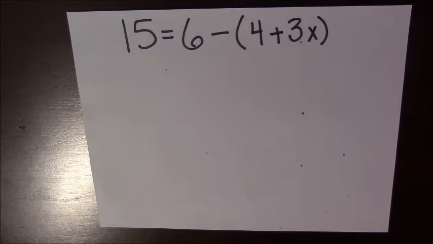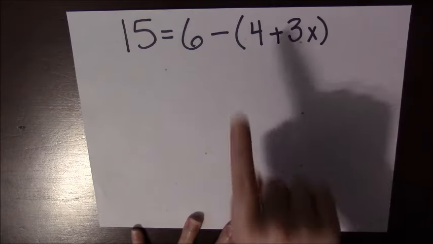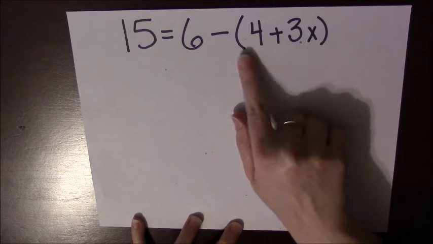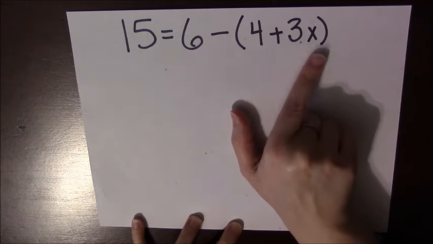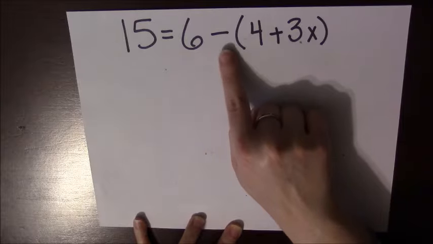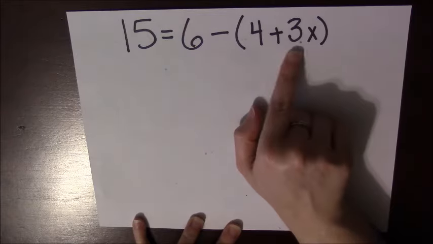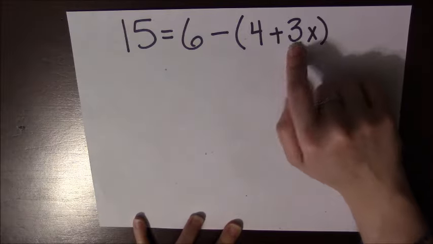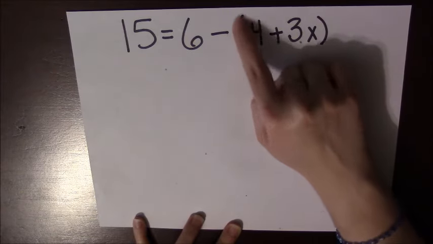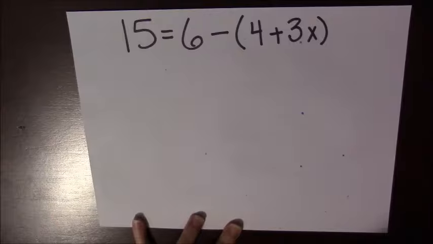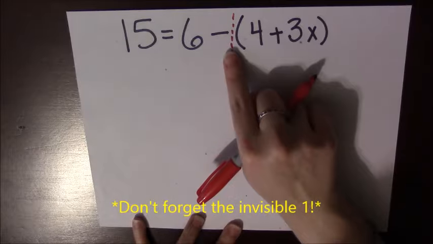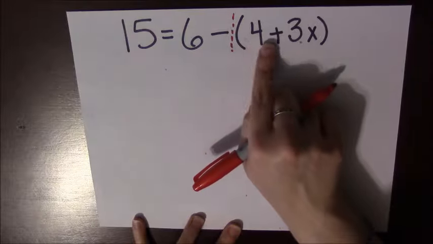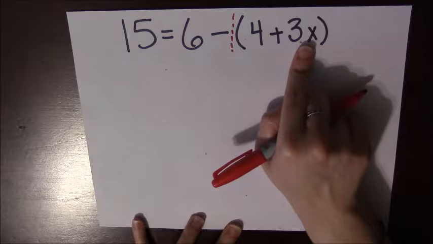Next problem. This one's a little bit different than what we've seen before. If you notice here, we have parentheses, or the quantity of 4 plus 3 times x. Now, if you look here, there's a negative here. This tells us that there's the distributive property. We talked about this before. If I don't see a number there, what's always invisible? Correct. It's a negative 1. There's an invisible 1 there. So that means I need to distribute, or give, negative 1 to both the 4 and the positive 3x.